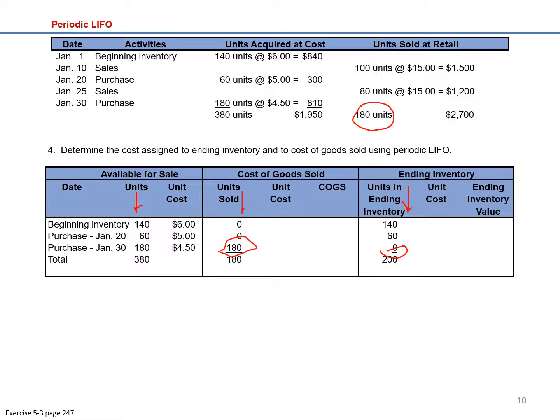So we've got 200 units left in inventory. We started with 380, we sold 180, the difference is 200. So if you apply your costs to each of your rows, we have cost of goods sold of $810, and we have ending inventory of $1,140. So it's just using these unit costs here and multiplying them by each of the units here, okay?